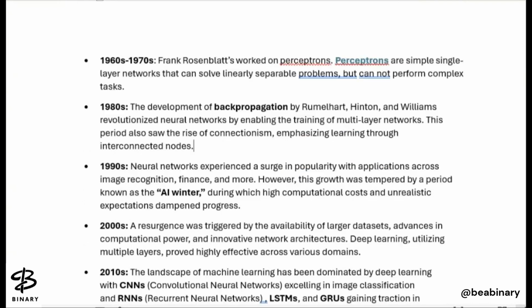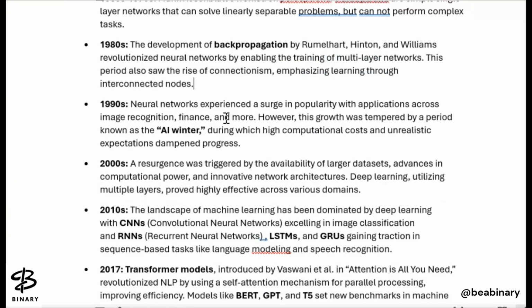Then in the 1990s, neural networks experienced a surge in popularity with applications across image recognition, finance, and more. However, this growth was tempered by a period known as the AI winter, during which high computational cost and unrealistic expectations dampened progress. In the very first unit, we have talked about this AI winter.